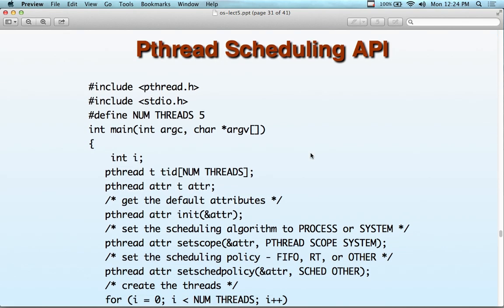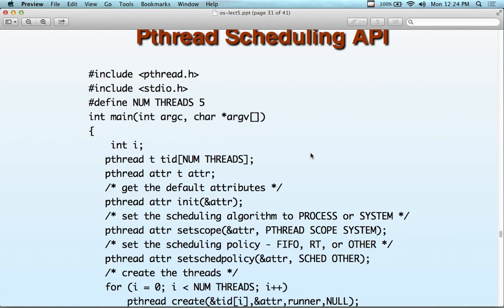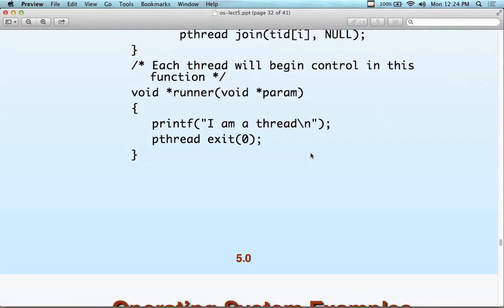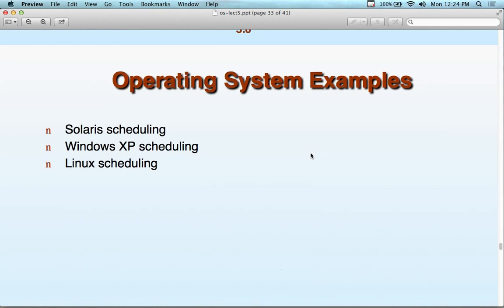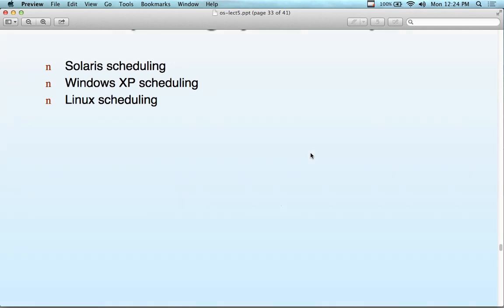If you haven't done the first assignment yet, with the pthread scheduling API, here's an example of how you would schedule the threads to run. Think of it as process scheduling. We don't really need to cover threads because it's not really implemented, but here are some operating system examples: Solaris scheduling, Windows and Linux.